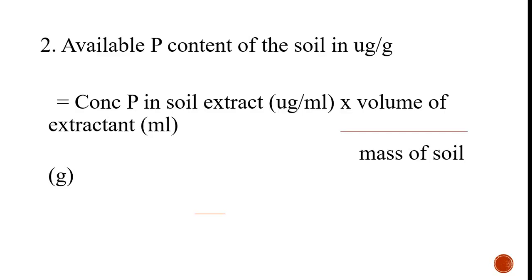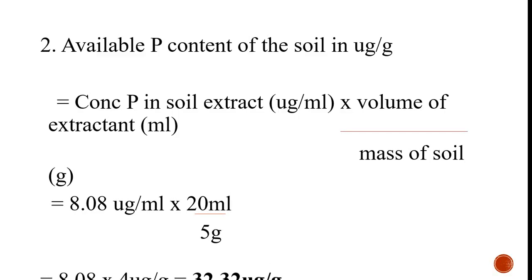Now, in some cases, we could use different volumes of the extractants and different masses of the soil. So you always have to pay attention to the volume of the extractant that was used and the mass of the soil. So you could do that easily. Inputting those values, we have 8.08 micrograms per mL to be multiplied by the 20 mL divided by 5 grams.